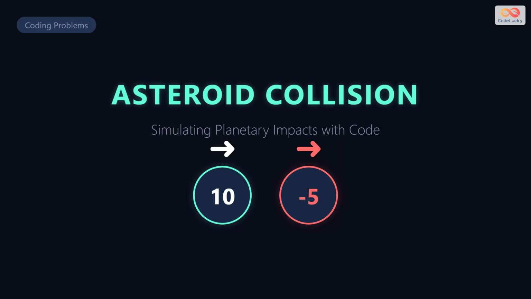Welcome back. Today we are tackling the asteroid collision problem. This is a popular coding interview question that tests your ability to simulate a process and use the correct data structure. It simulates a row of asteroids moving at the same speed, but in potentially different directions.